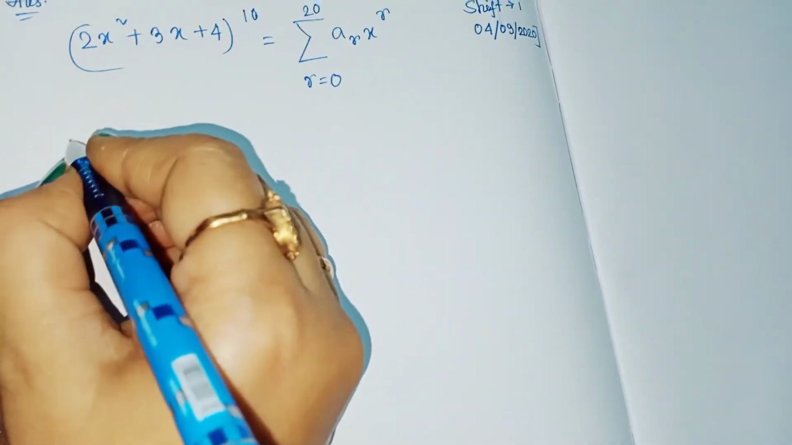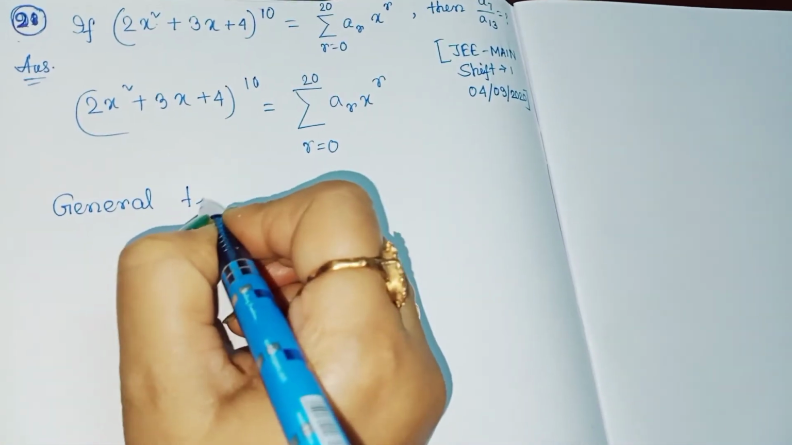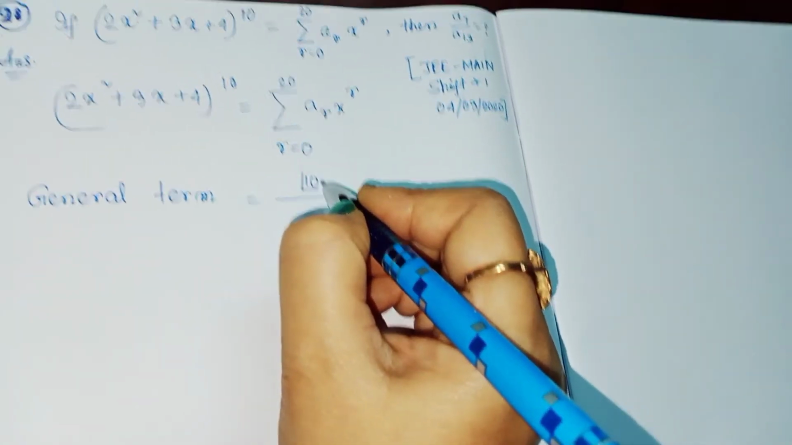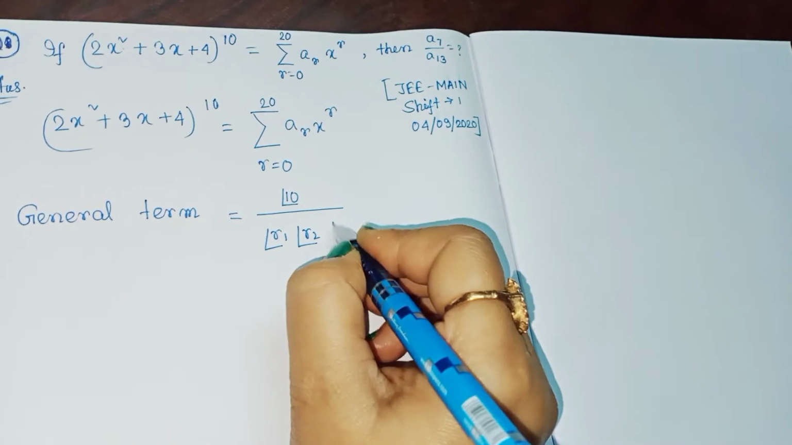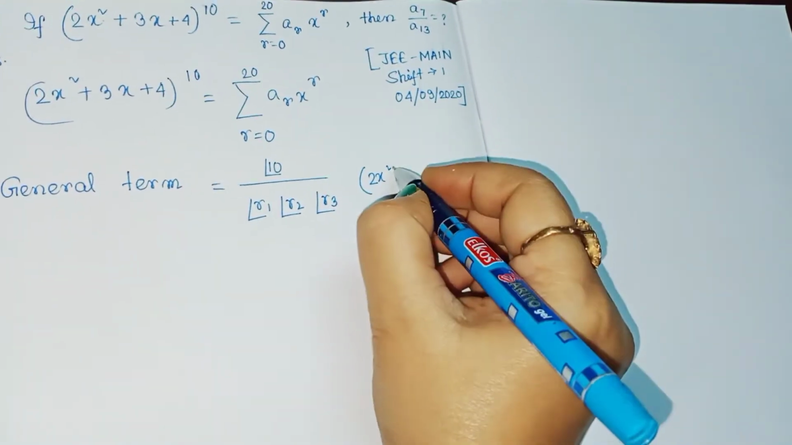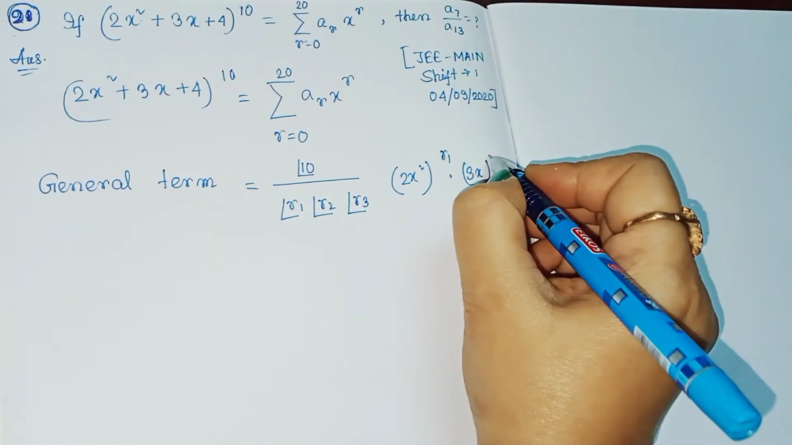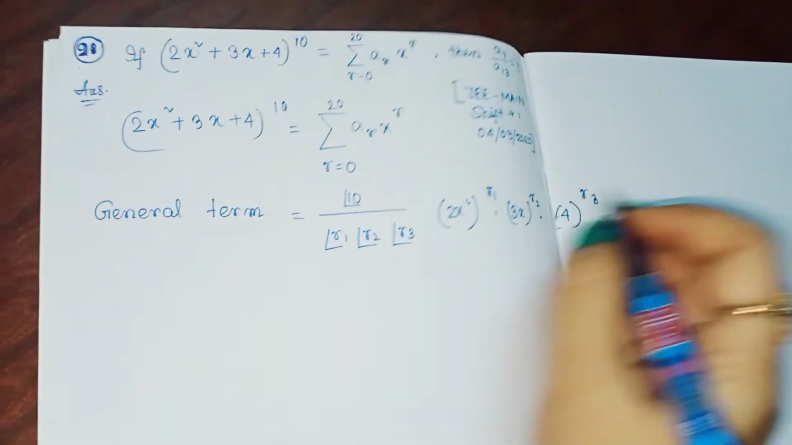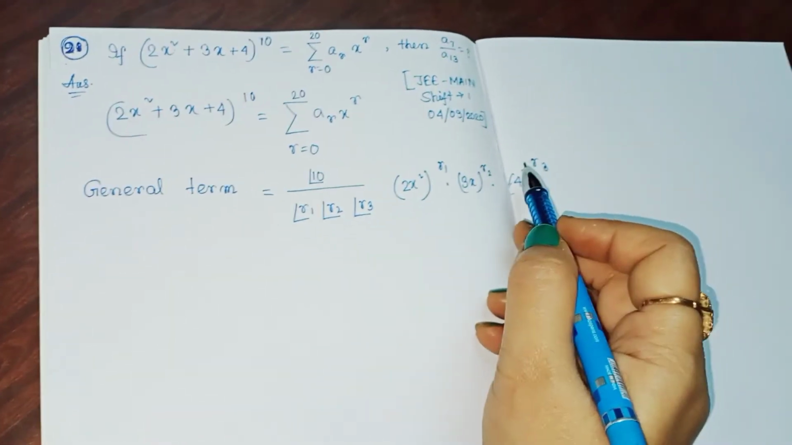Now from the formula we know the general term is equal to the summation of 10 factorial divided by r1 factorial, r2 factorial, r3 factorial, times (2x²) to the power r1, into (3x) to the power r2, into 4 to the power r3, all these terms to the power r1, r2 and r3.